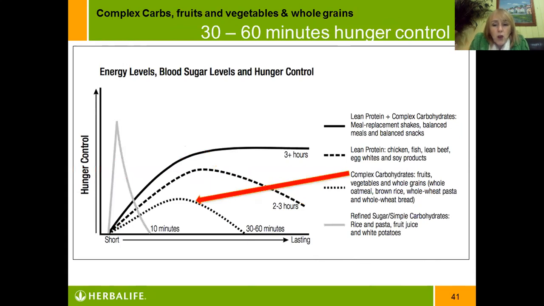Then we have a meal with complex carbohydrates of fruits, vegetables, whole grains, whole oatmeal, brown rice, whole wheat pasta, whole wheat bread. That's going to give you a bit more of an energy boost, and it's going to fill you up as well. But your energy is not going to last too long. By about 30 to 60 minutes, your energy and hunger controls will start to drop again. You'll start feeling hungry again with those complex carbohydrates. Again, you burn them up quickly. In 30 to 60 minutes, you're going to start feeling a bit peckish again, and plus your energy levels are going to drop. Not the most ideal for a weight loss regime.